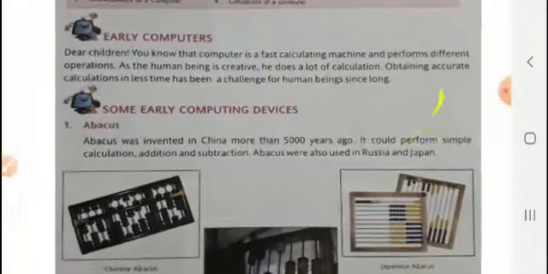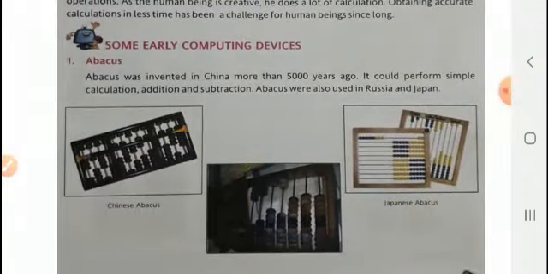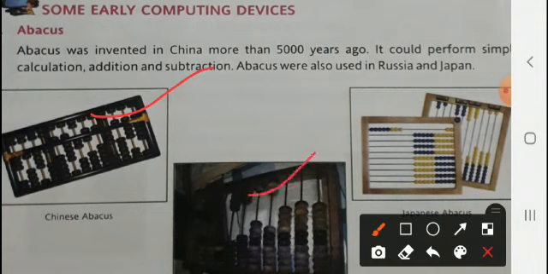First of all, abacus. We are all aware of the abacus, and here we can see the pictures also. This one is the Chinese abacus and this is the Japanese abacus. The abacus was invented in China more than 5000 years ago. Okay, and what is the use of it? It is used to perform simple calculations, that is addition and subtraction. The abacus was also used in Russia and Japan. Understood? So this was invented in China.